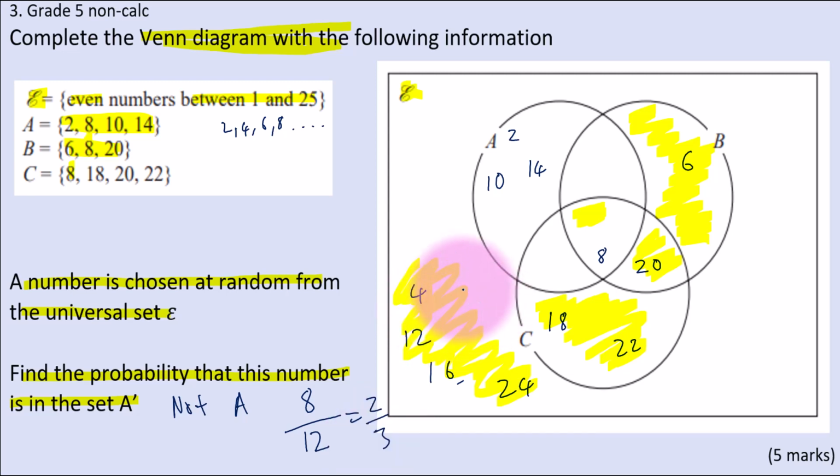Now, that is in the set not A, so that's all the numbers not in A. I hope that makes sense. So that should be quite straightforward, and that's how you do that question.